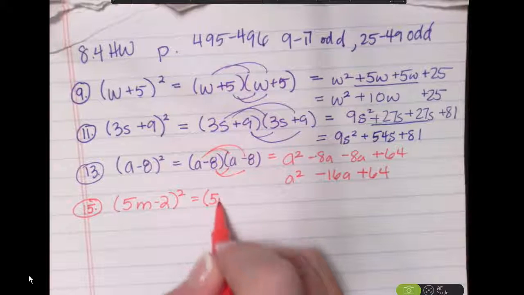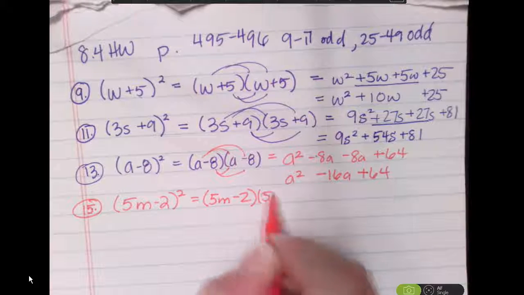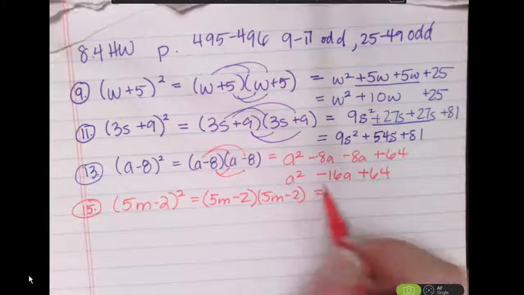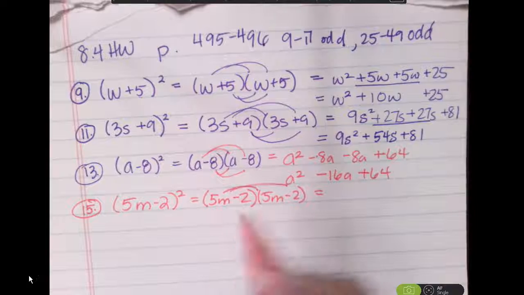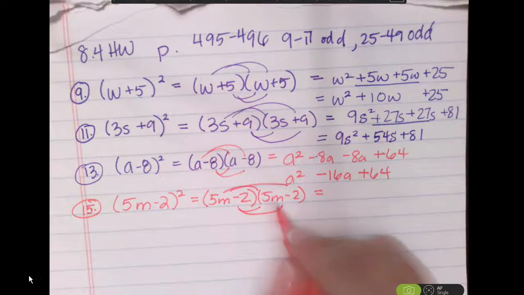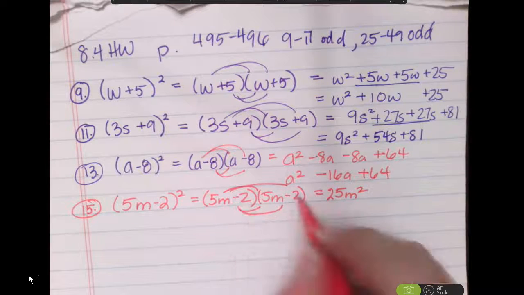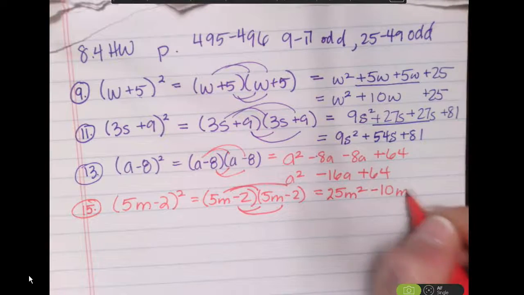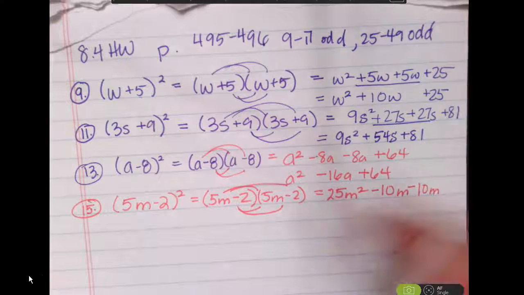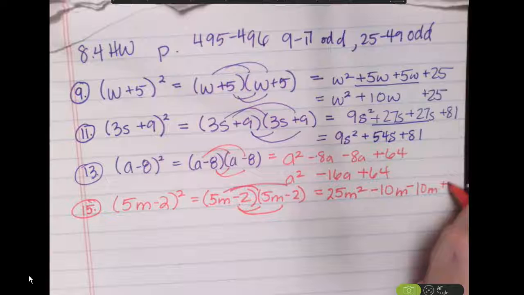So expand it out. So double distribution, 5m times 5m, 25m squared. 5m times minus 2 is minus 10m. Minus 2 times 5m is minus 10m. Minus 2 times minus 2 is plus 4.